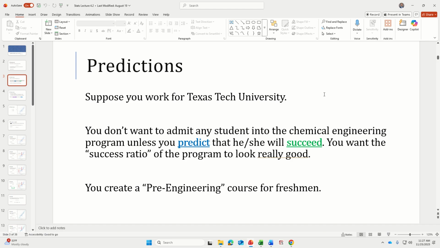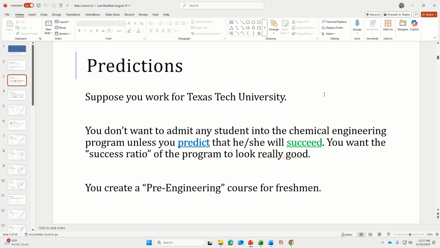And so they came up with this success ratio, right? And they published it in all of their brochures, all of their pamphlets, everything they did for recruiting. They were trying to say, look, we have this really great success ratio. If you join our engineering program, there's a 99.9% chance you're going to succeed. And that means if they want to keep that statistic up, they did not want to admit any student into the engineering programs unless they thought that student was going to succeed. If they didn't think the student was going to be successful, then they wouldn't let them in.